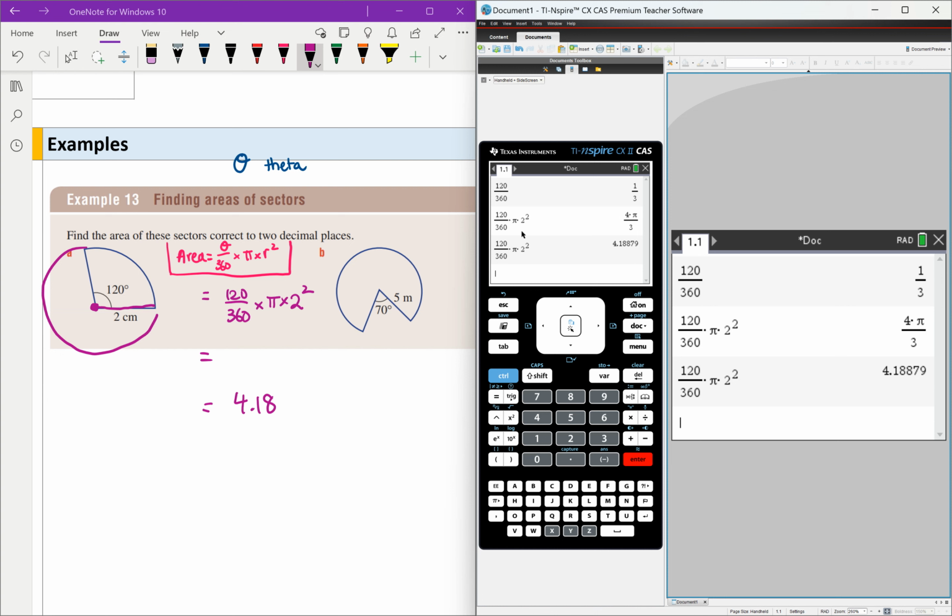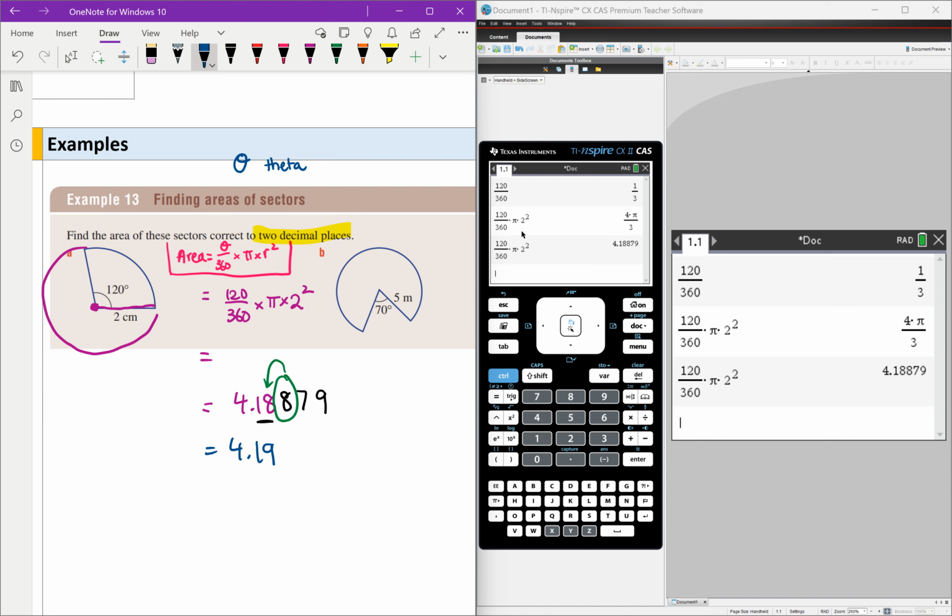It is 4.18879. But because the question asks you to correct to 2 decimal places, I'm going to write it all out. It is 4.18879. Now, the first 2 digits is what you want, but you always have to check the next digit. If it's 5 or more, what do you do? Round up. So this means because this is 8, it's bigger than 5, you need to round this 18 to now 4.19. And I'm not done yet.